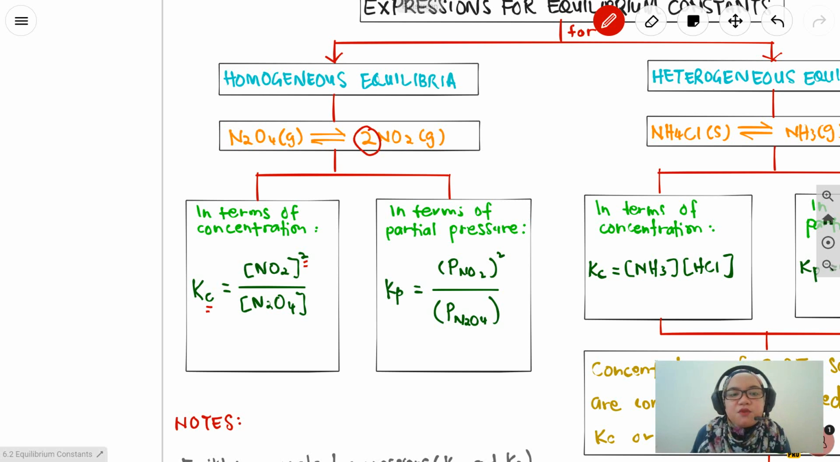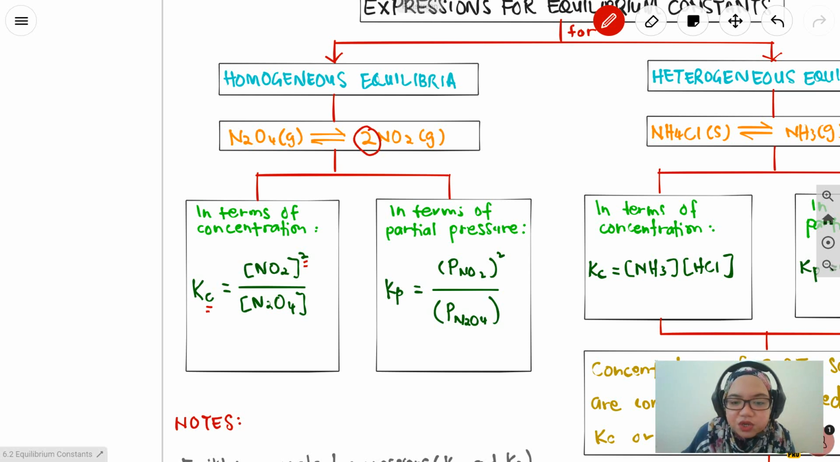So this is the expression for the equilibrium constant in terms of concentration for this reaction. So let's look at the expression for the equilibrium constant in terms of partial pressure. In terms of partial pressure, we will replace the concentration with partial pressure, so it will look like this.